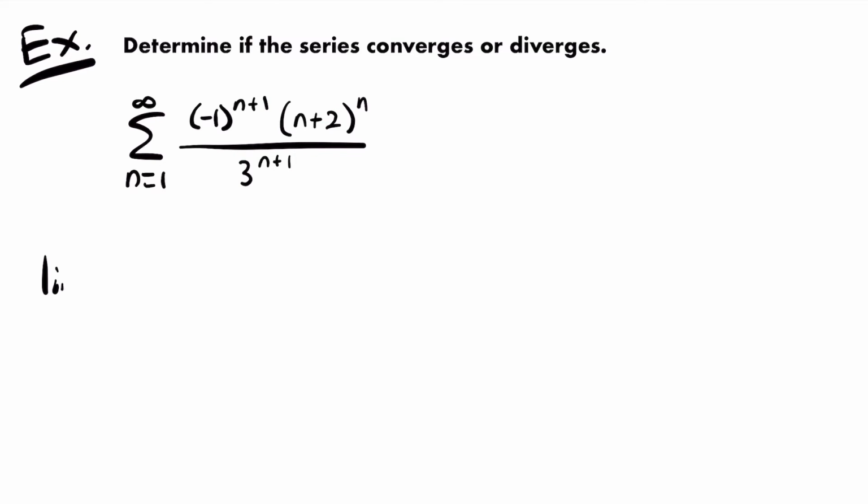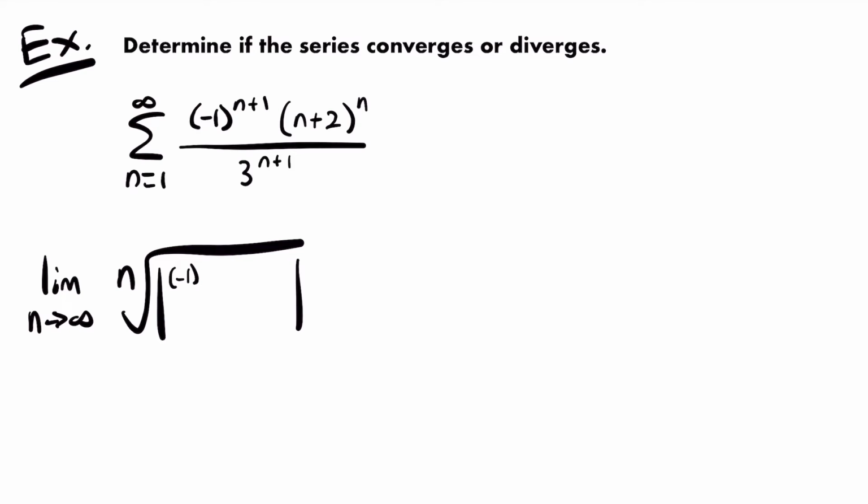And so we'll look at the limit as n approaches infinity of the nth root of the absolute value of negative 1 to the power of n plus 1 times (n plus 2) to the power of n divided by 3 to the power of n plus 1. Now, as I said earlier, these absolute value bars are going to eliminate this negative 1 to the power of n plus 1, because negative 1 to the power of n plus 1 can be either -1 or +1, and so the absolute value of that is just always going to be +1.